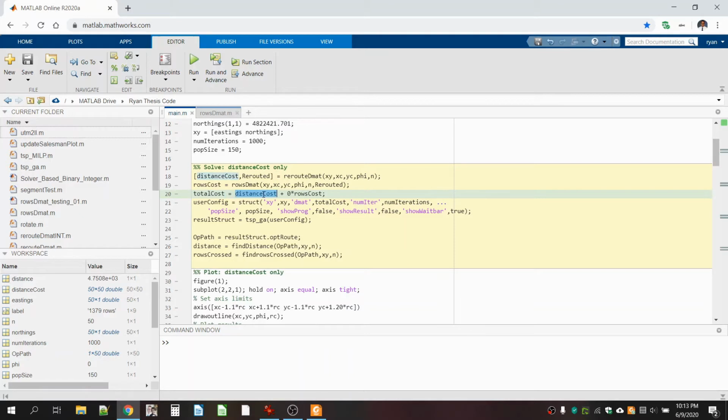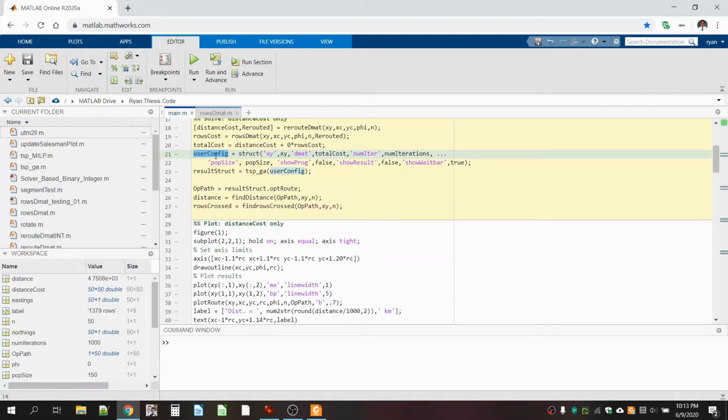in this section I'm taking the distance between each plant and adding how many rows are required to be crossed between each plant, and that'll be my total cost. For this section, I'm just doing distance, so this is a 0. So now it's time to use the TSP_GA. To do that, you need to set up this user config variable.